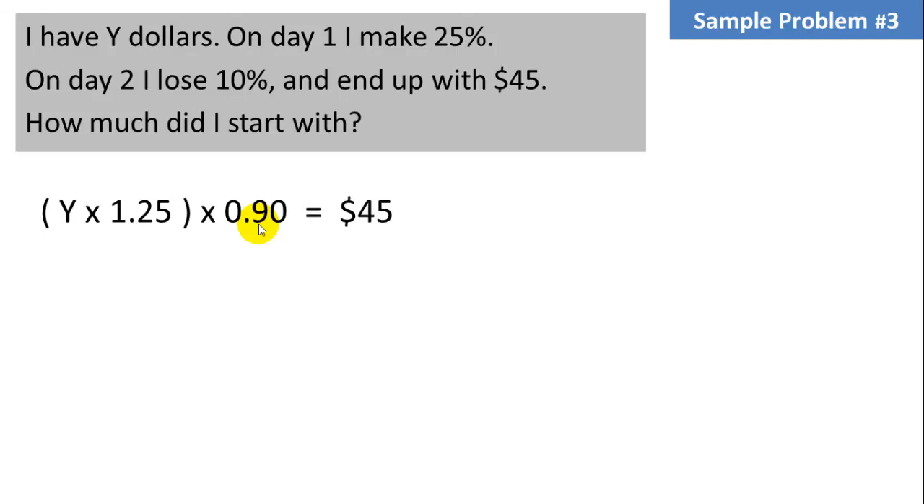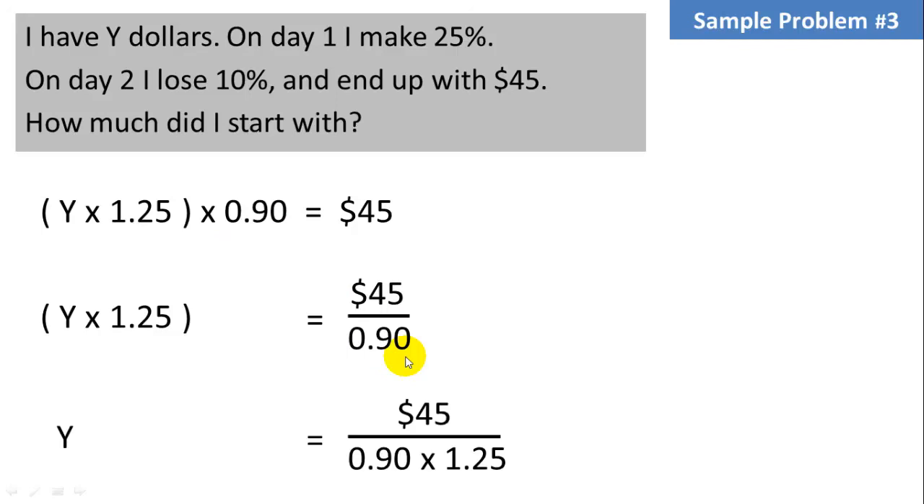How much did I start with? Now we need to solve for Y. So the first thing we do is just divide by 0.9, both sides. This one cancels out, and we get $45 divided by 0.9 here. And the second thing we need to do is divide by 1.25 to get rid of this term. Then we get Y equals 45 divided by 0.9 times 1.25. We multiply that out, we get $40. That means we started with $40.